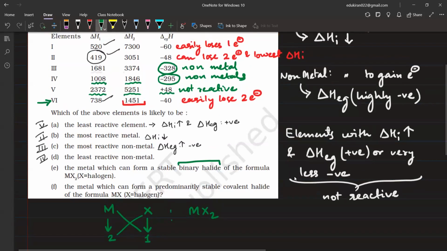So what they're asking, first of all, इसमें समझ लीजिए, element with least second ionization enthalpy they're asking. That is why now they can make binary halides so that their valency is 2. So which is having the least second ionization enthalpy, that is the sixth element. The metal which can predominantly form a stable covalent halide of the formula MX. Now, if you want to form MX, then there is only one choice that is left, that you have the first one, the number one element, right?